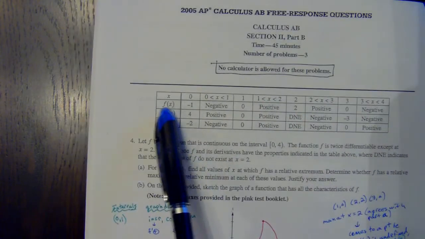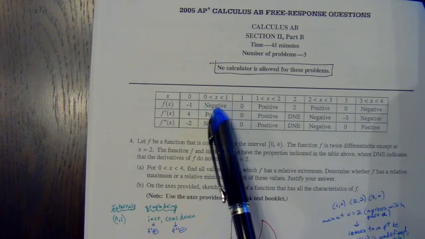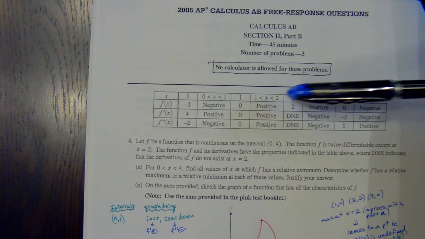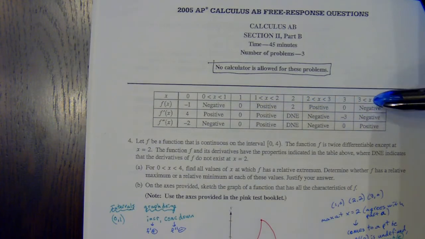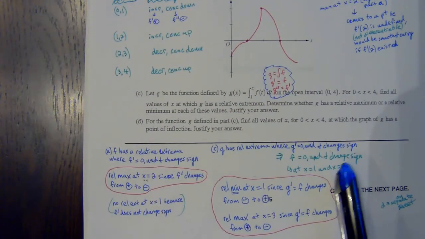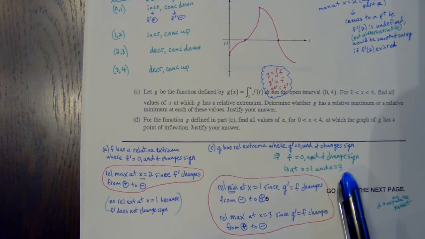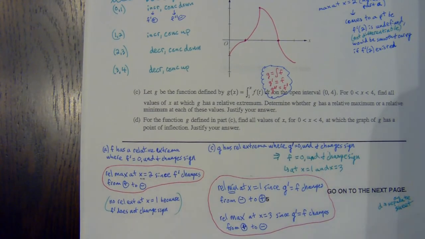So where does the F change sign? That's why I look up here at the F row and I see negative, positive. So X equals 1. And then I see positive, positive, and then positive, negative. So it's at X equals 3. So I jot down for myself that the F changes sign at X equals 1 and X equals 3. And then we're using what we did in letter A. We're using that concept from our 3.3 stuff, our concept from our blue packet here.